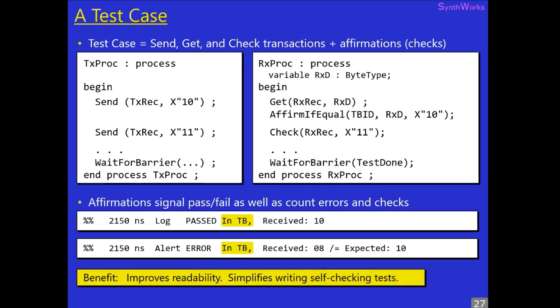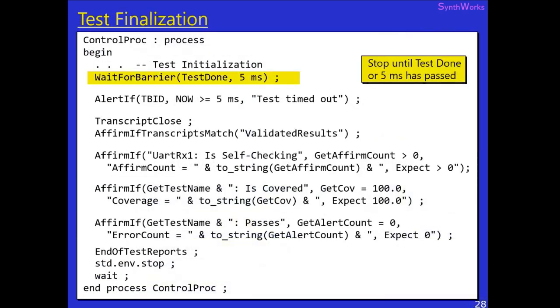Benefit, we get improved readability because we're using transactions, and the self-checking should become pretty trivial, other than thinking about what the match functions have to be. But it allows you to think at a higher level.